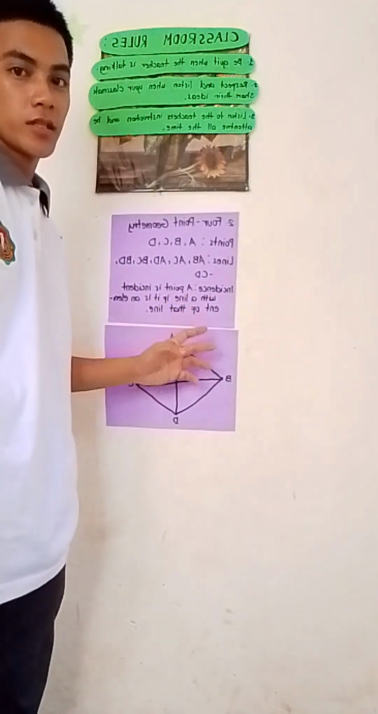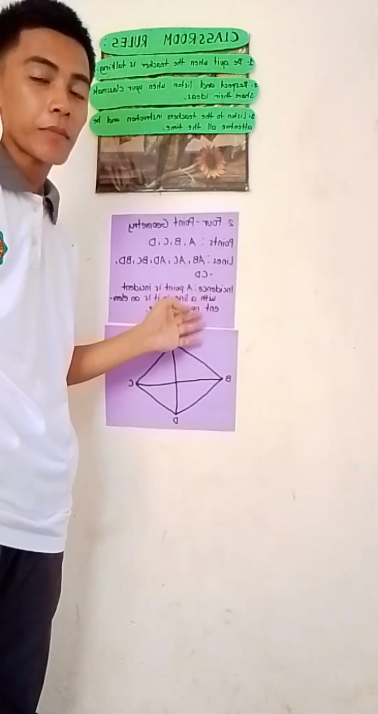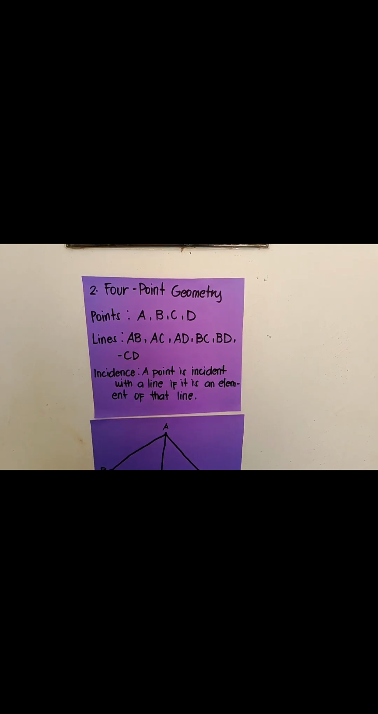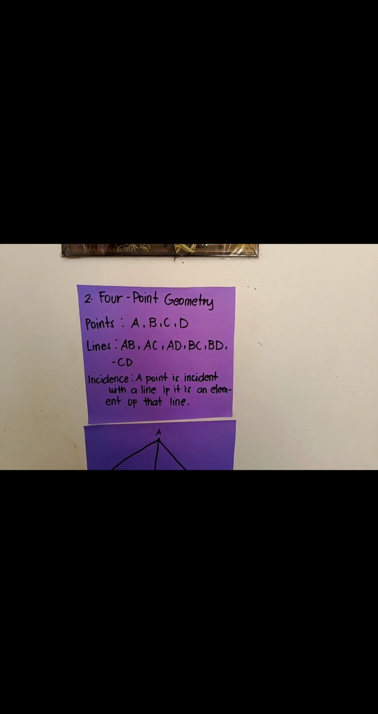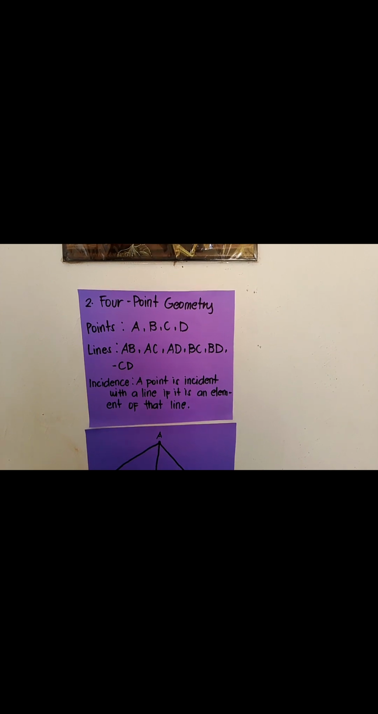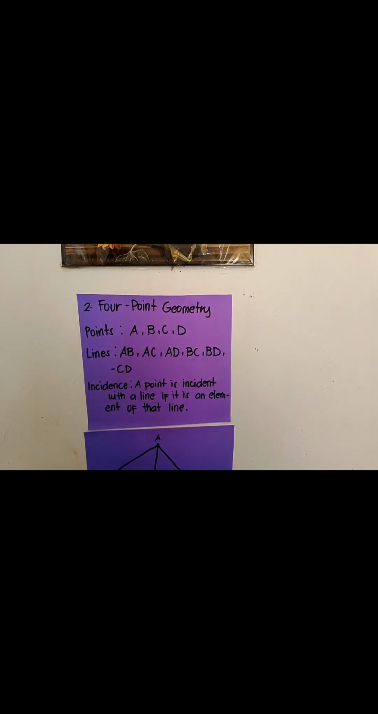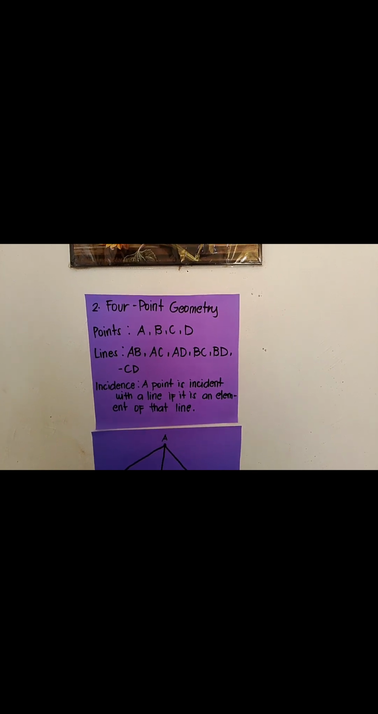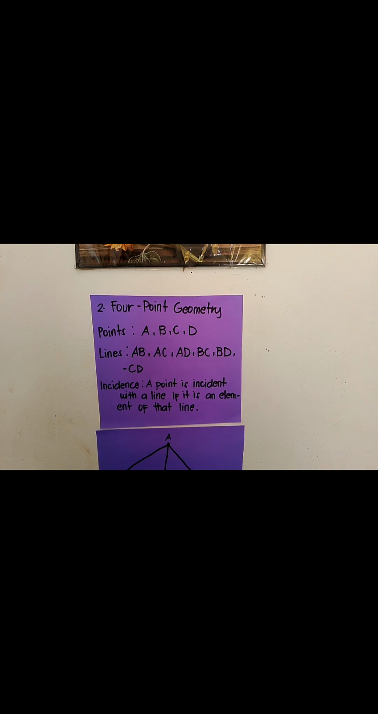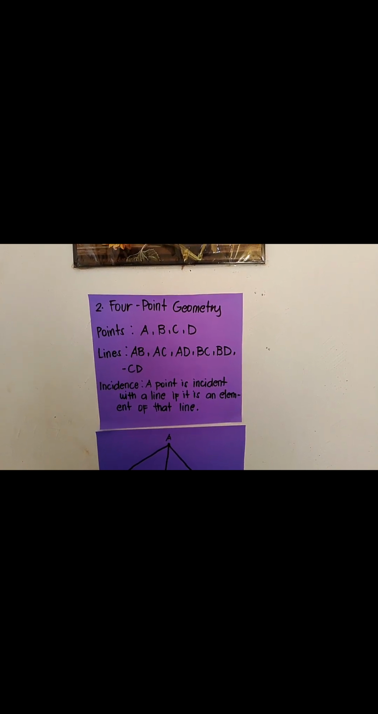The next model of incidence geometry, the second model, is 4-point geometry. So points A, B, C, D. As you can see, there are only 4 points. That is why we call it 4-point geometry. So lines A to B, A to C, A to D, B to C, B to D, C to D. Incidence: a point is incident with a line if it is an element of that line.